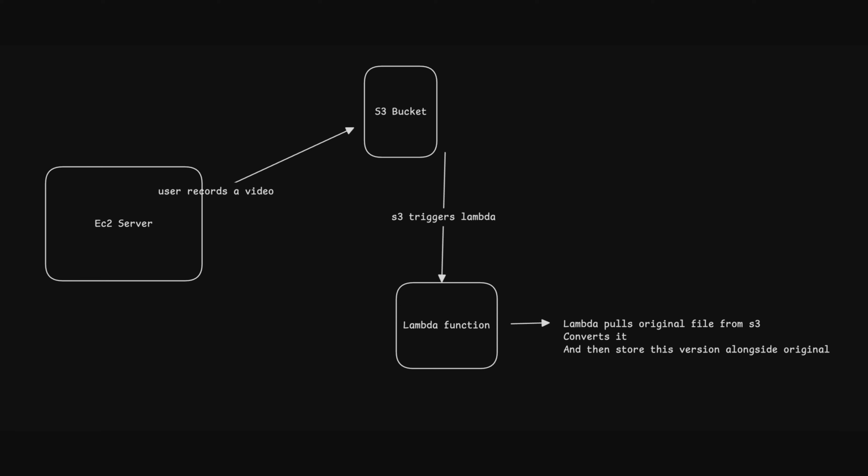Now, the benefit of offloading this entire process of video conversion to a separate function, or you could think of it as a separate server in this case, is that my main server is free from these scenarios. So we have basically shifted a lot of load from our server to the Lambda function, right?